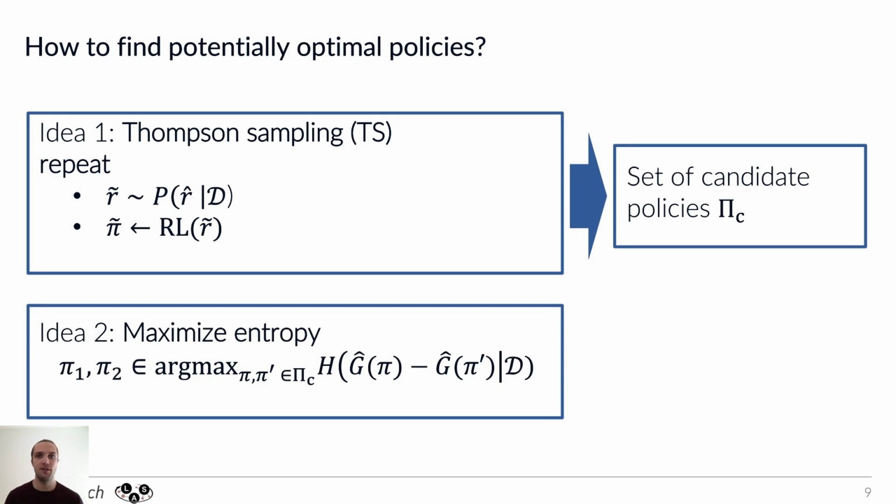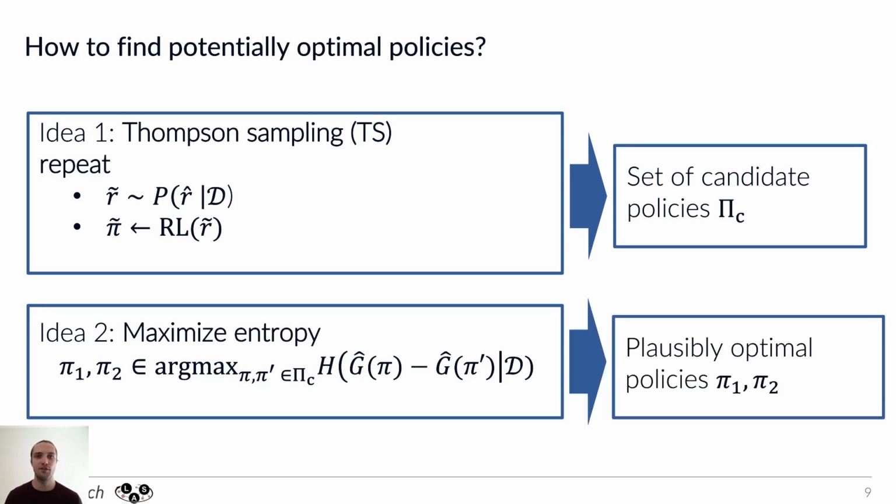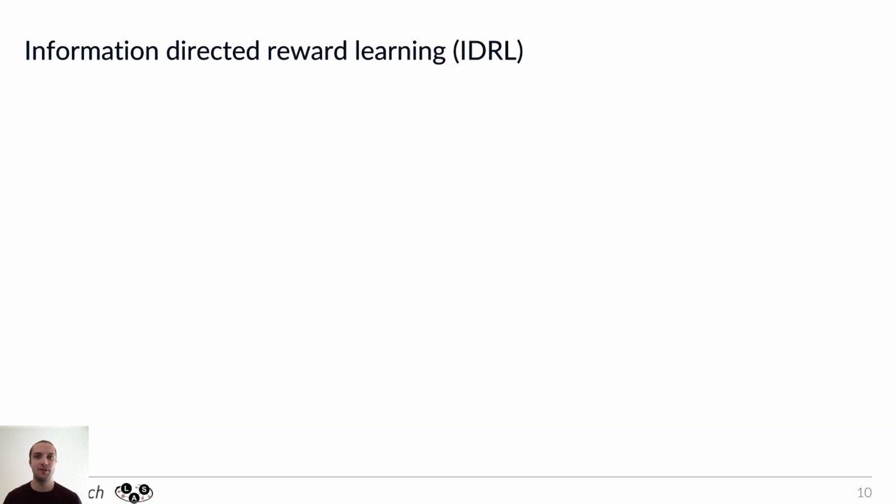This gives us the two policies that the current model is most uncertain about. Finally, let's put all of these pieces together and let me present to you the full algorithm that we call information-directed reward learning, or short IDRL.